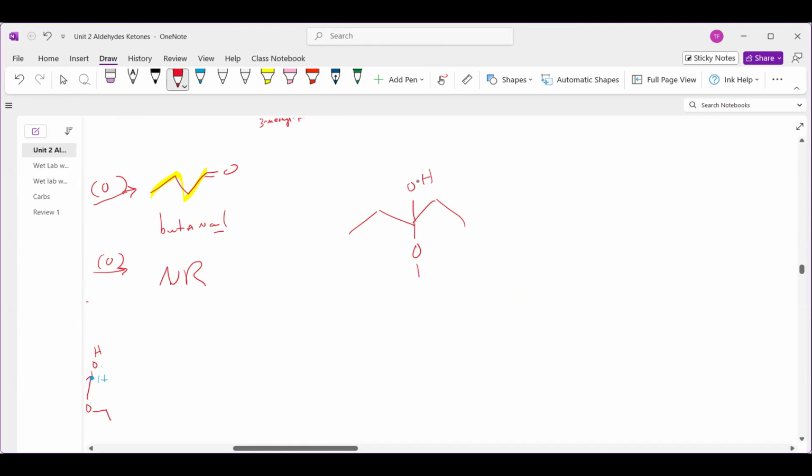Okay, so what is that? Is that an acetal or ketal? That's question number one. OCO. Yes or no? Yes. OCO. Okay, so it's an acetal or a ketal. I don't know yet.